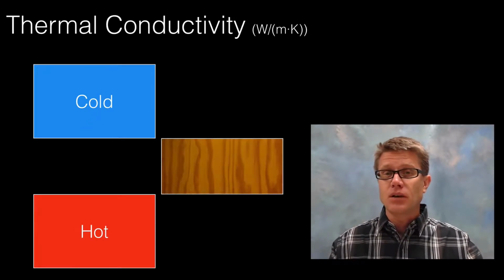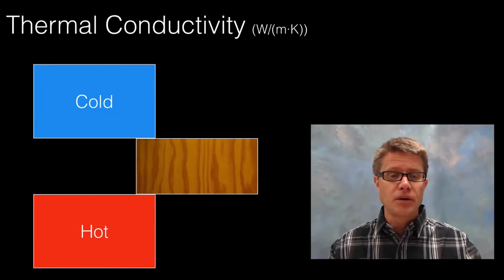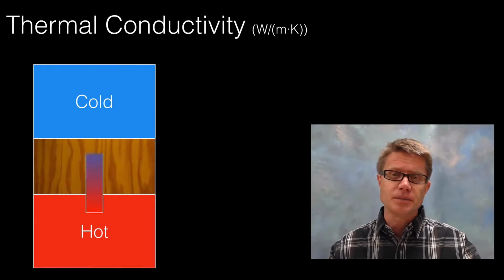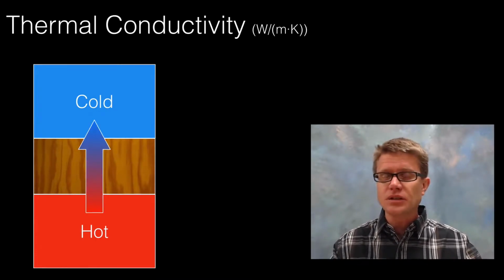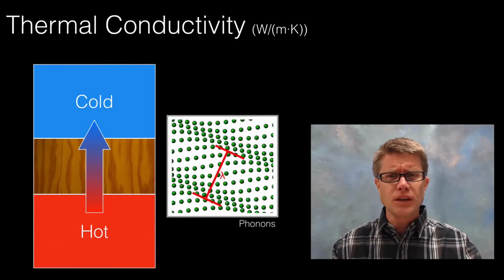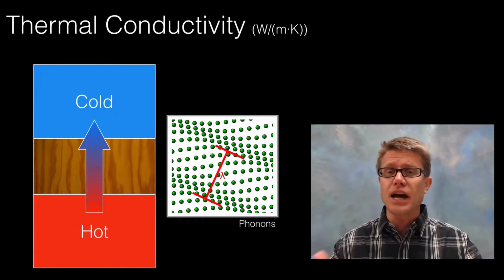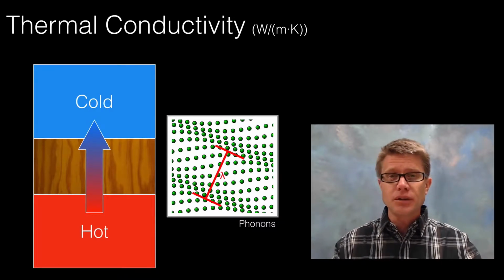If we were to take something like wood, it's going to have low thermal conductivity. If I were to put it between the hot and the cold objects, heat is still going to be transferred from the hot object to the cold object. But since there aren't these free electrons, it's not going to be transferred as readily. How is it moving then? Well, this whole wood is a lattice, and you get these waves inside the lattice called phonons that are actually transferring that heat.